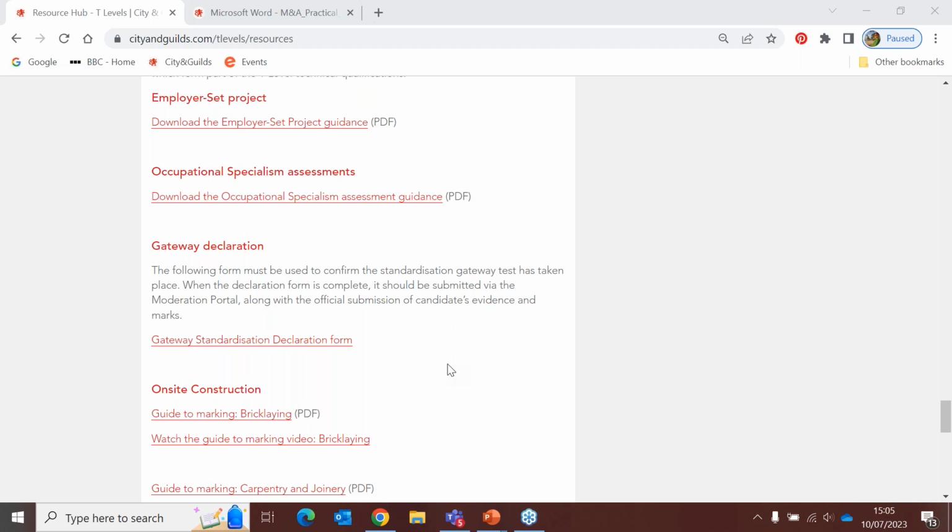February to May 17th? Yes. And then what they would do is they would finish their industry placement, and that then will be the end of the T level qualification. Yeah.